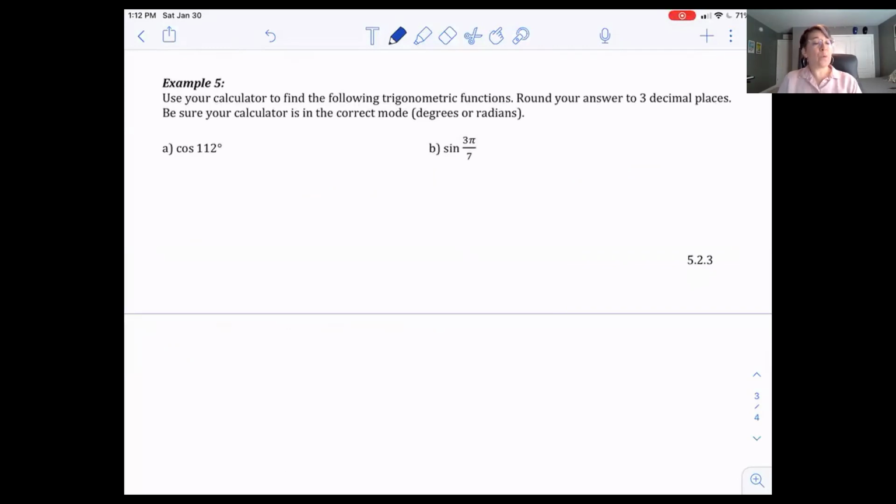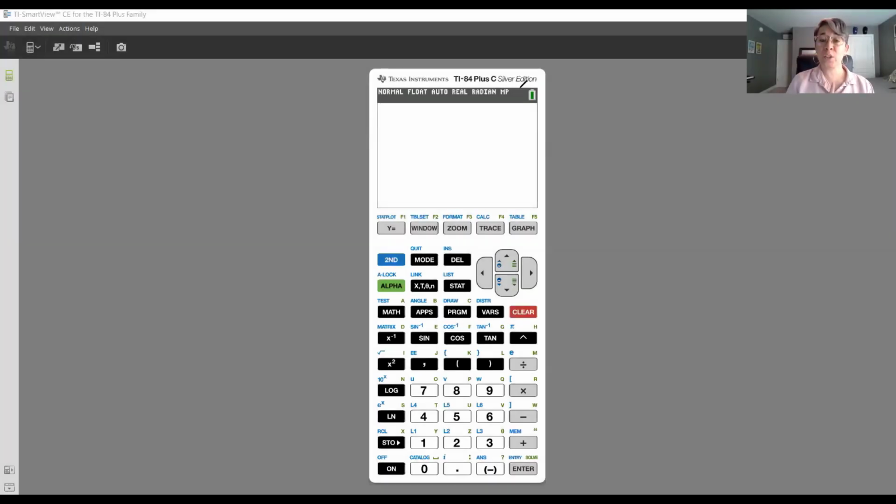So example 5, we want to use our calculator to find the following trigonometric functions and round our answer to 3 decimal places. So we need to show how to put our calculator in the correct format. All right, so we are asked to find 2 different trigonometric functions. Part A was the cosine of 112 degrees. And then part B was the sine of 3 pi over 7. So let's do the first one, cosine of 112.